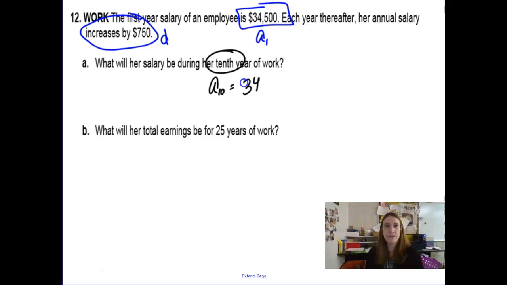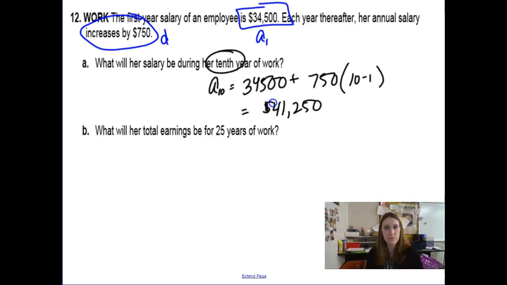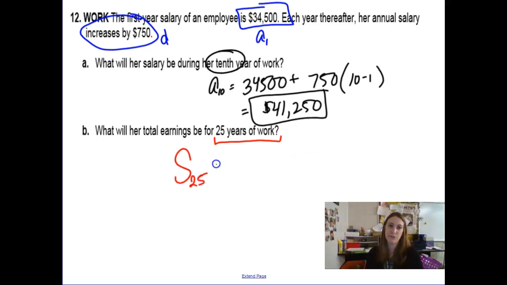So 34,500 is her starting point, and then she's adding 750 every year, but this is 10 years. But remember, guys, subtract 1 because this is her first year. So on my calculator, that comes out to 41,250. And then be careful on this question. It says, how much will she earn in total after 25 years of work? So they want you to sum up 25 years of work. So don't use this number because that's 10 years of work. You have to go back and find 25 years of work.